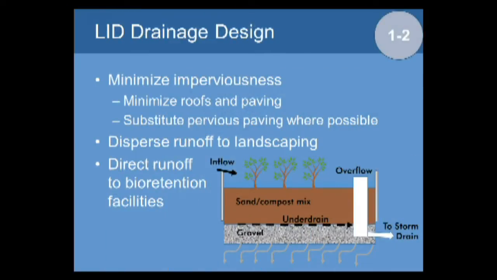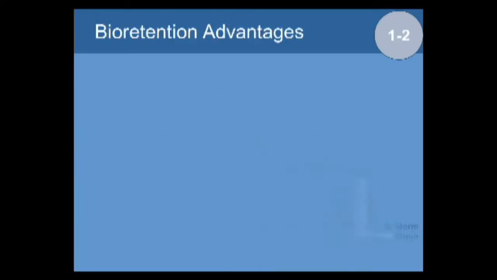Generally, what this means for drainage design is we start out by minimizing imperviousness. We disperse runoff wherever we can, and then we direct runoff to bioretention facilities. And probably, that being the hardest part, we spend most of our time trying to figure out how to size and build bioretention facilities correctly.